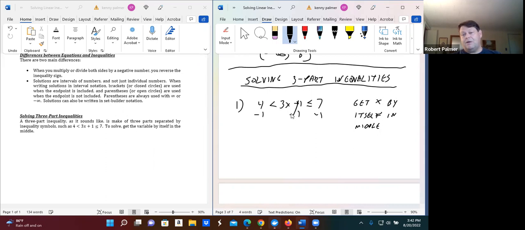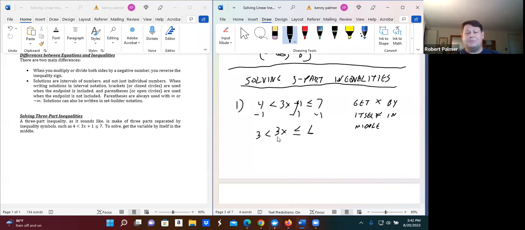Of course, it cancels out here. And then here, 4 minus 1 is 3. And once again, adding, subtracting, never change your sign. So I'm left with, this is still less than. In the middle, I just have 3x left. And over here, I have less than or equal to, then 7 minus 1 is 6.